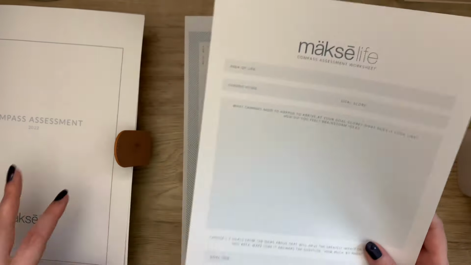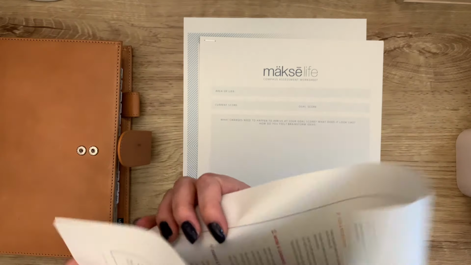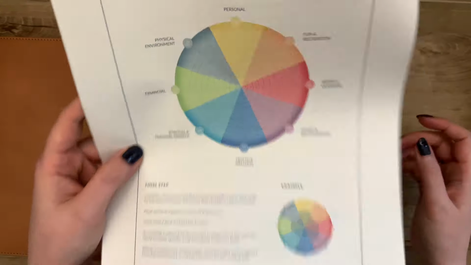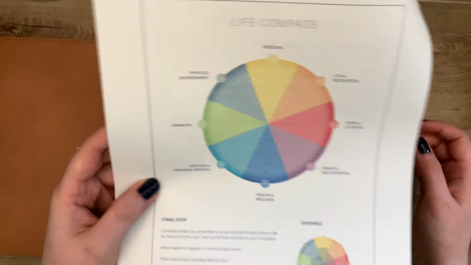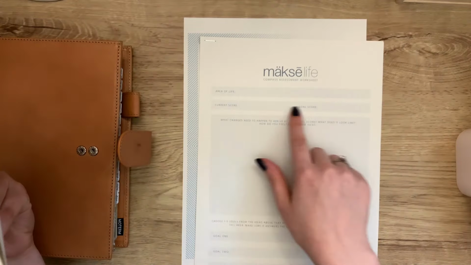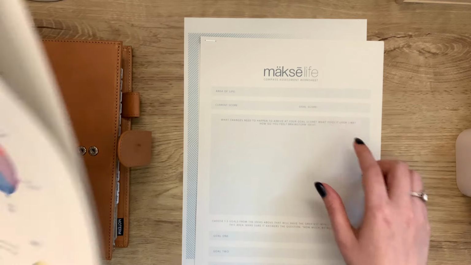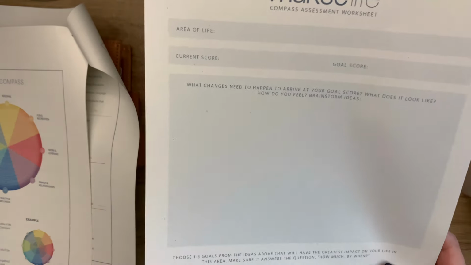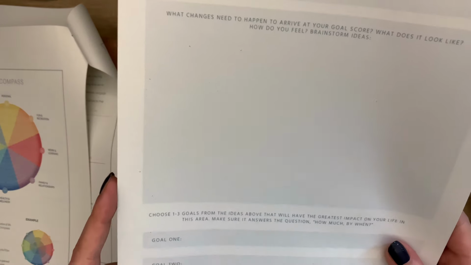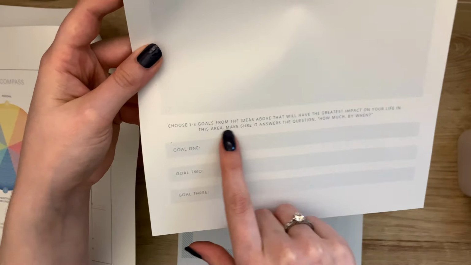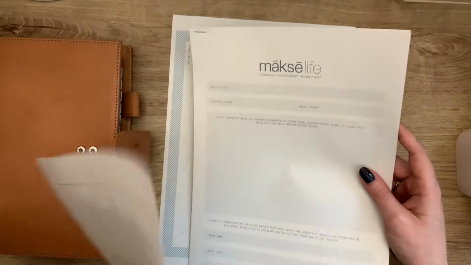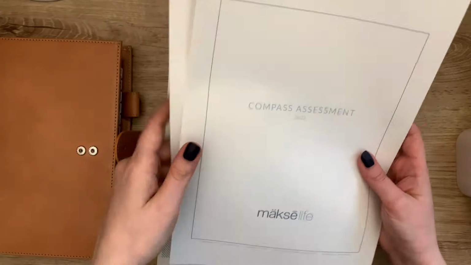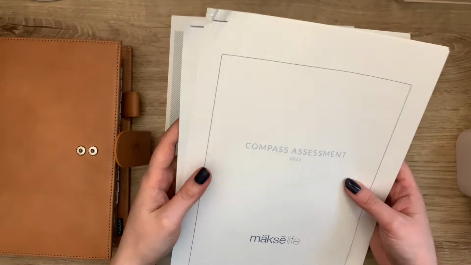They also have these compass assessment worksheets. This is where you can enter an area after you scored it, and then you can put your current score and your goal score. Then they have this section: what changes need to happen to arrive at your goal score, what does it look like, how do you feel, and you can brainstorm some ideas about that. Then you choose 1, 2, 3 goals from the ideas above. So this is kind of what I want to do for looking ahead the next 3 months.